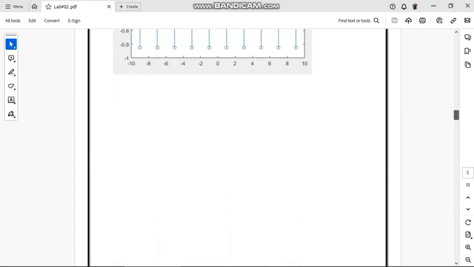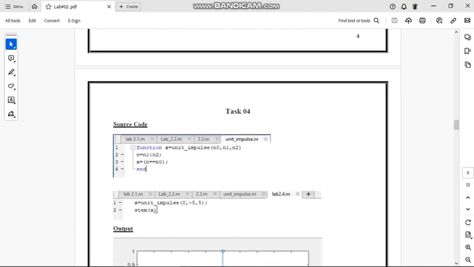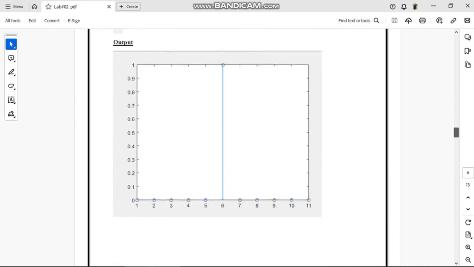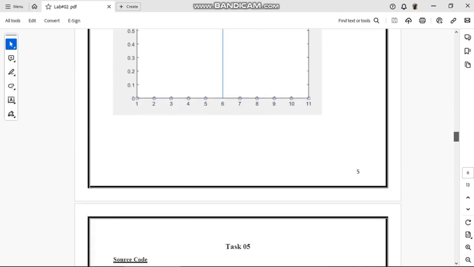Moving on to task 4. In task 4 we have to plot the unit impulse function. First we have to define our function, which is function x equal to unit impulse n0, n1 and n2. And then we have defined the index values, ended our function, then we called our function and used the stem command to plot our function. This is the following output.